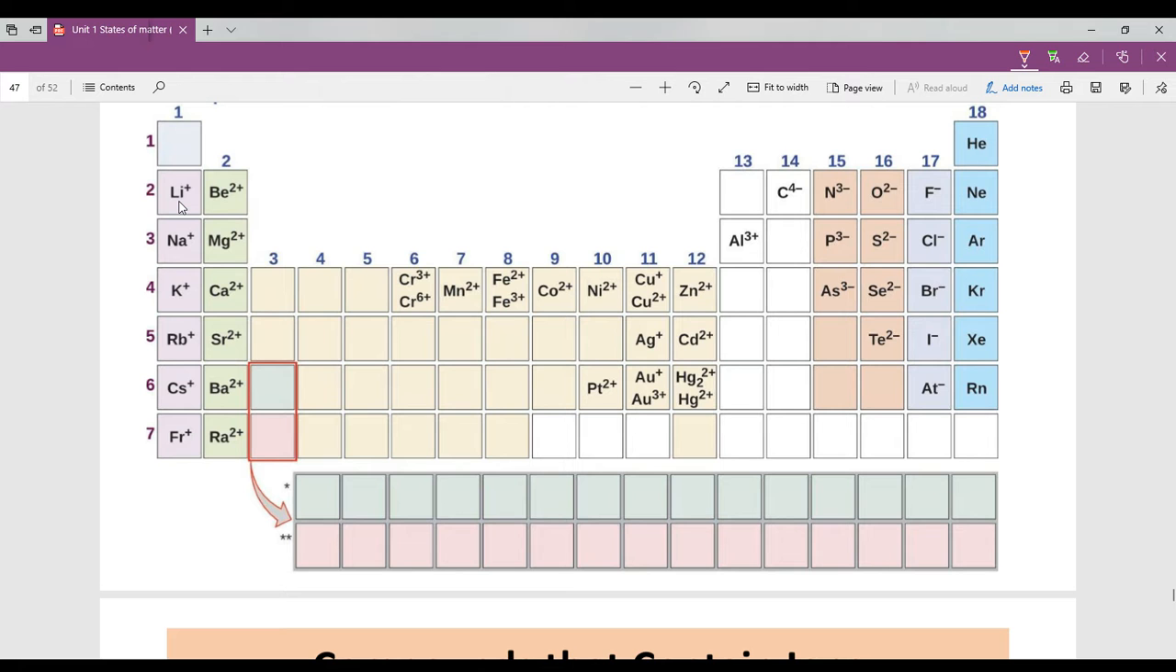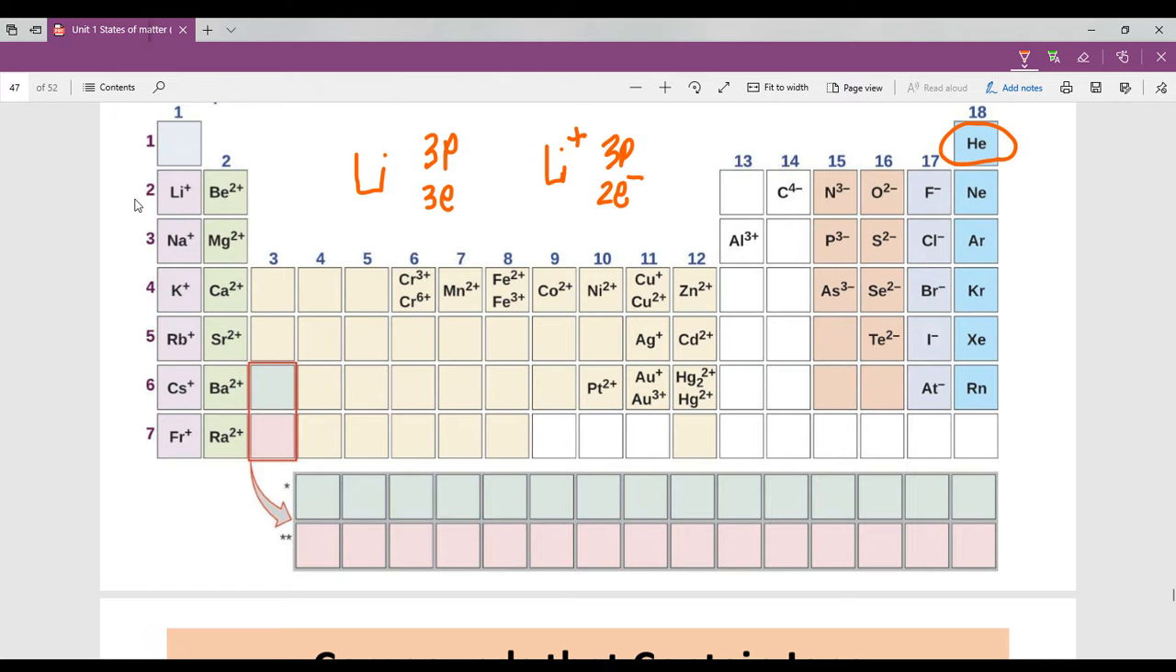Essentially, the elements try to lose electrons so that they will have the same number of electrons as the noble gas. Let me explain this. If you have a neutral lithium, it has 3 protons and 3 electrons. Now if you form the lithium cation, it will still have 3 protons because it's still lithium, but now it will have only 2 electrons. Those 2 electrons are similar to helium.